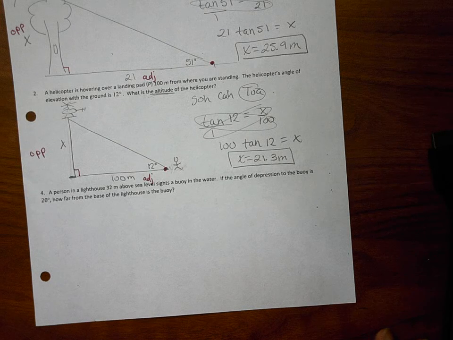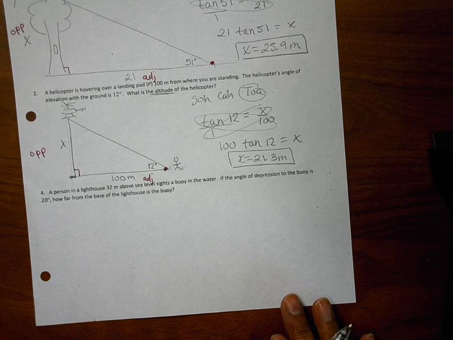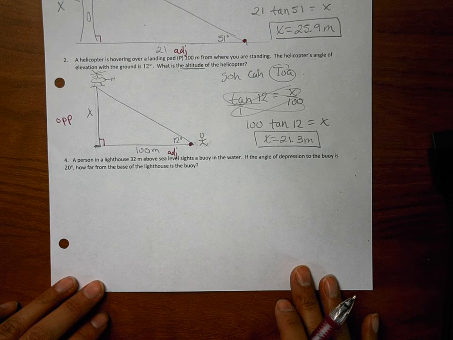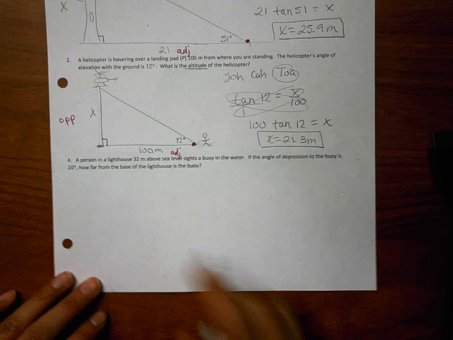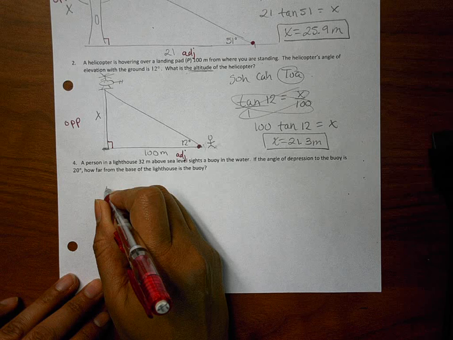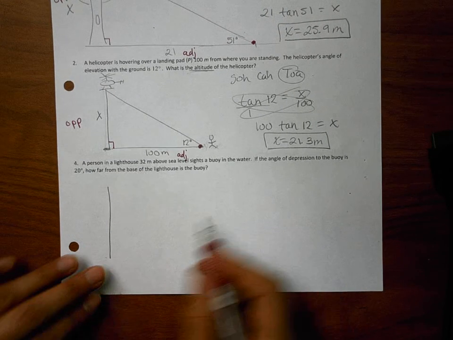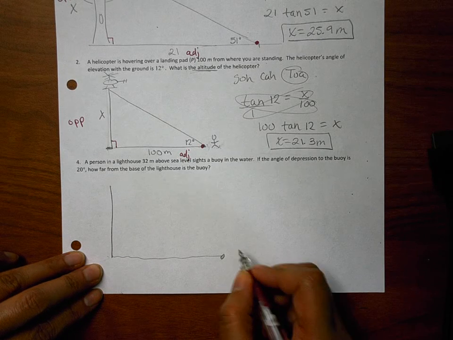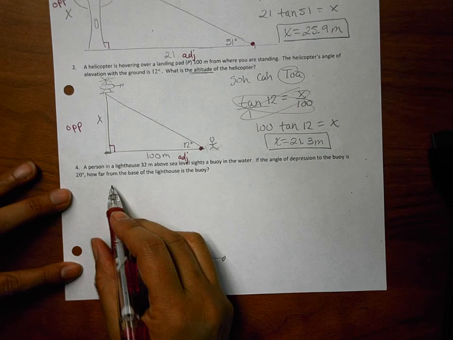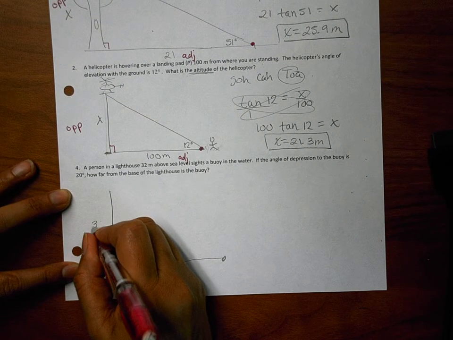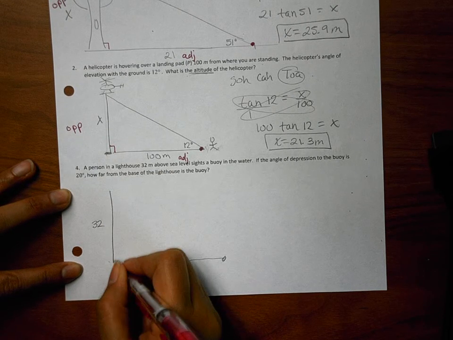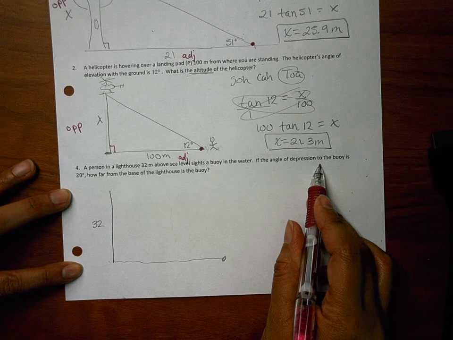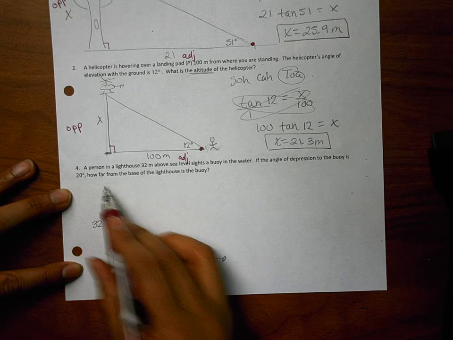Okay, I do want to do the next one because it is an angle of depression problem. So taking a look at number 4, a person in a lighthouse 32 meters above sea level sights a buoy in the water. Okay, so here is my lighthouse. I'm not going to draw anything fancy because of time. And here's the water, and here's the buoy out in the ocean. So a person in a lighthouse 32 meters above sea level. So here's the 32. That's the height of the lighthouse. Sights a buoy in the water.